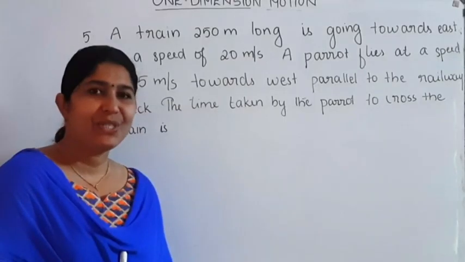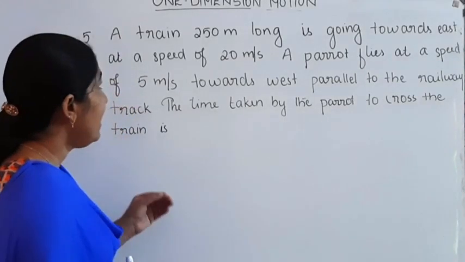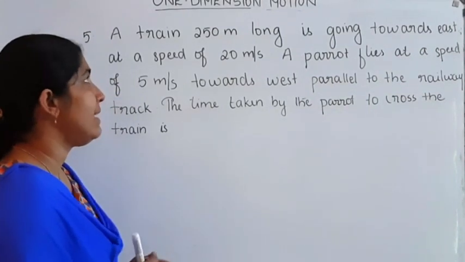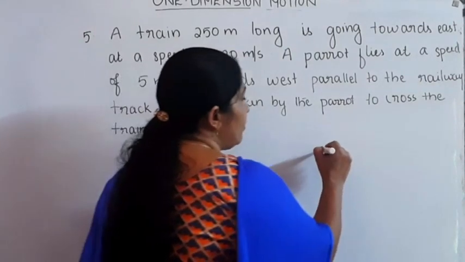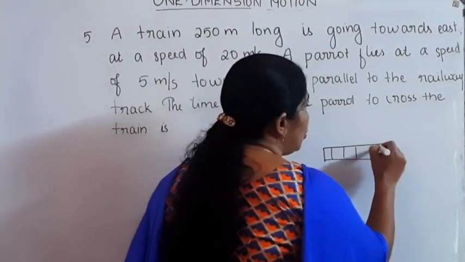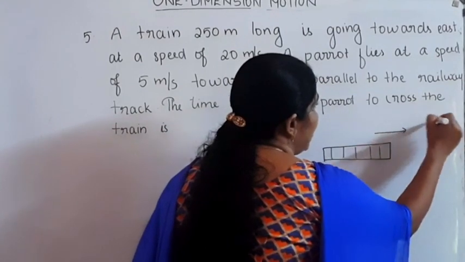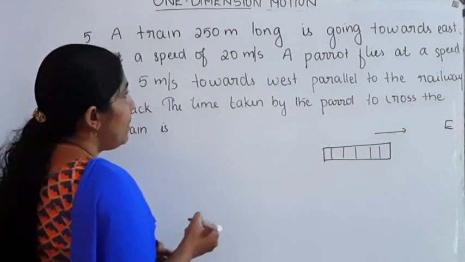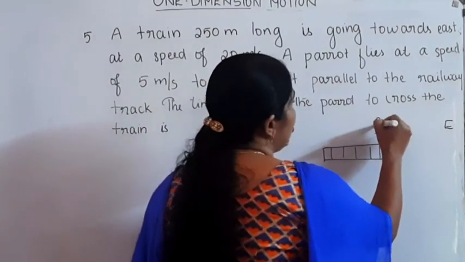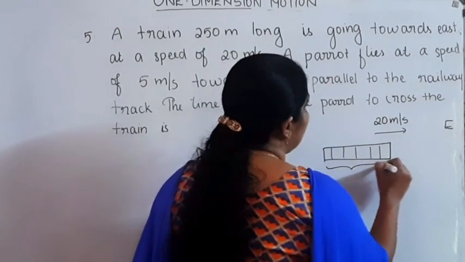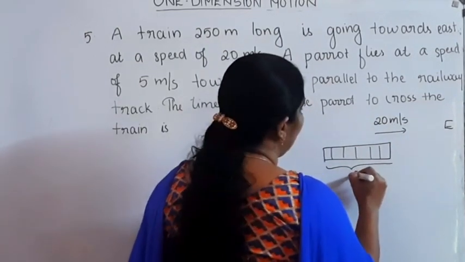Okay. Our next question. A train 250 meter long is going towards east with a speed of 20 meter per second. 20 meter per second is the speed of the train. The train has a length equal to 250 meter.